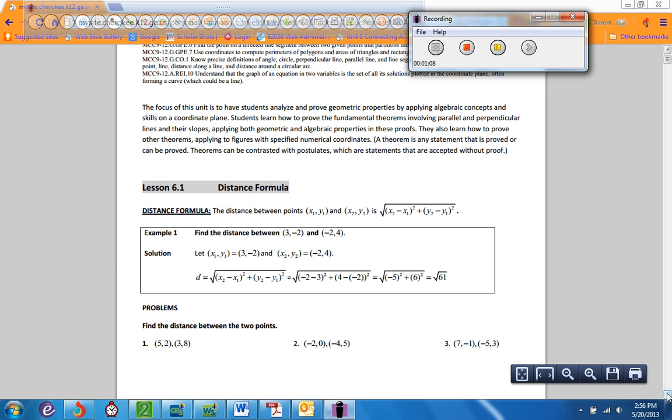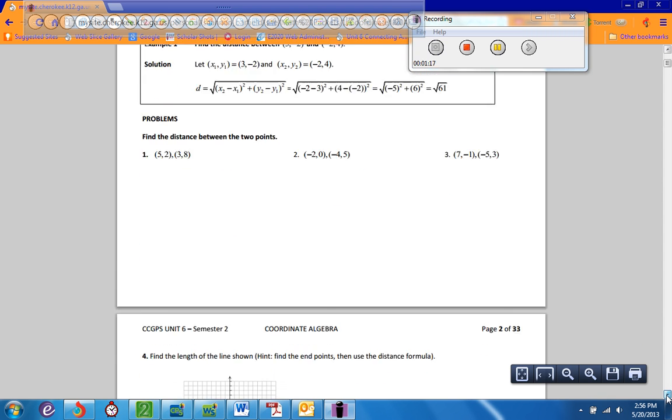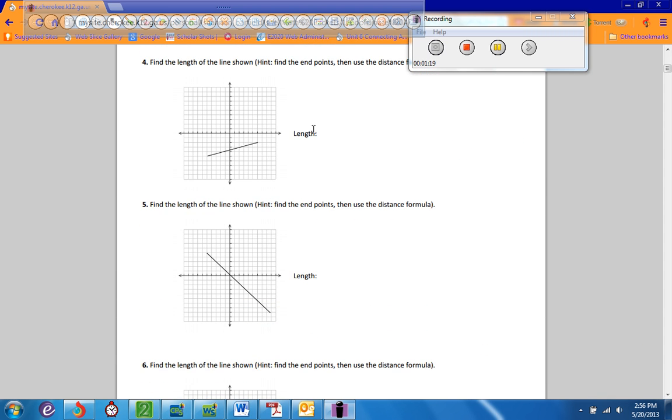Okay, now you should work problems 1, 2, and 3. And then I want you to go ahead and do 4. Now what we'll do with 4 is we'll just use this as another example. So make sure you go back and you work 1, 2, and 3, but I'm going to go ahead and work 4 with you as our second example.